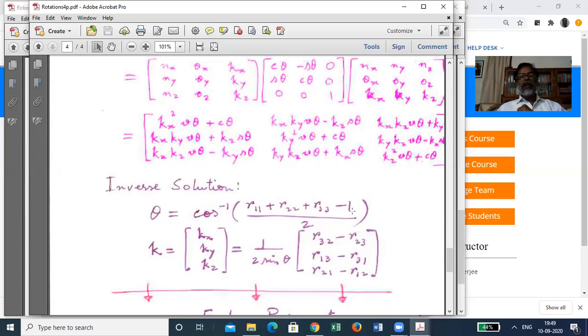So subtract 1, that is 2 cos theta, divide by 2, that is cos theta, take inverse cosine, you get theta. The moment you get the angle, then you see the pairwise off diagonal terms. If you subtract this from this, then this guy will go off. This subtracted from here will give you twice kz sin theta. Theta you already know. Divided by 2 sin theta and you get kz. R21 minus R12 divided by 2 sin theta. Similarly, the other two. That will give you ky and kx. So like this, you get the inverse solution.